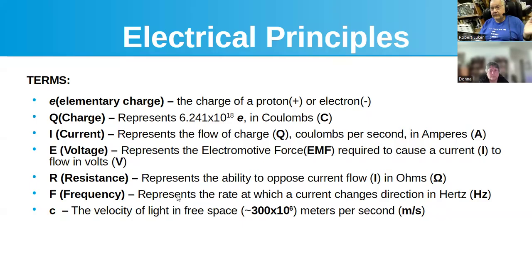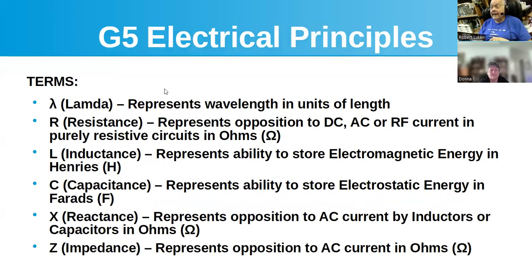We use F typically for frequency, and we now call those hertz, named after Heinrich Hertz. It made more sense when it was cycles per second, but a long time ago they decided to change it. And then little c is the velocity of light in free space, or approximately 300 million meters per second. We use lambda to represent wavelength, and you'll see more of that when we talk about antennas. We already did R.